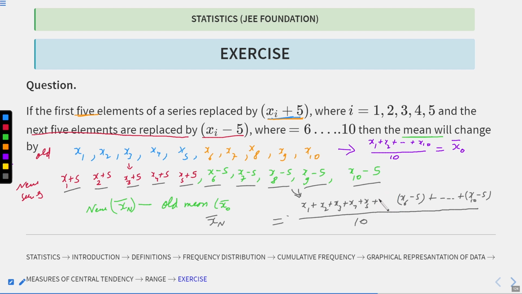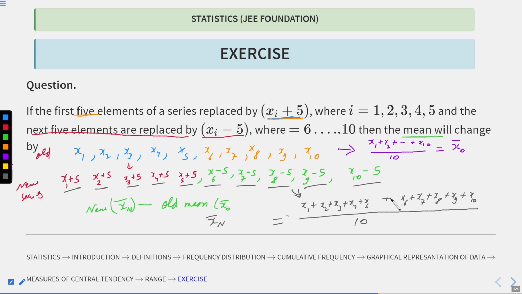Okay, so plus 25, plus now x6 minus 5, x7 minus 5 till x10 minus 5. This will become x7 plus x8 plus x9 plus x10 minus 25. I hope this is clear. And 25, here 25 is of a positive sign, here 25 is of negative sign, both get cancelled. So now we are only left with these terms.